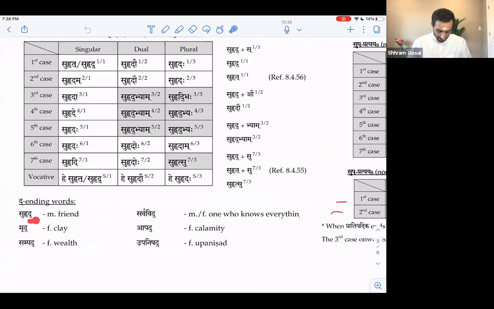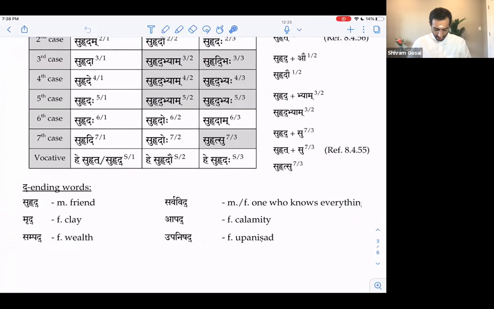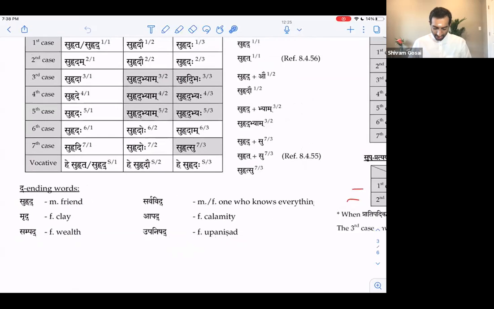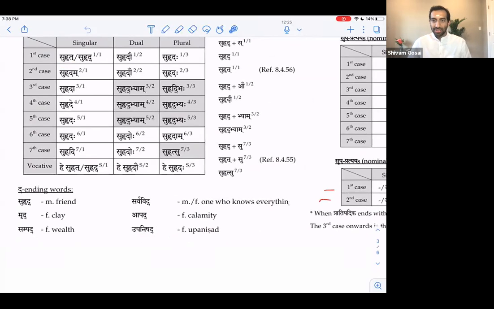So some of the words like that, right? Suhrid means friend. Sarvavid, one who knows everything. Mrid, clay. So these are words we hear in Vedanta, right? We hear a lot about clay and pot. So mrid and ghataha. Sarvavid. Apat means calamity. Sampad means wealth. Right, we hear the word shat sampatti, sixfold wealth. That's so sampatti comes from this word sampad. And Upanishad. Right, so Upanishad, 1-1 can be Upanishad or Upanishad. That's why you see sometimes both.